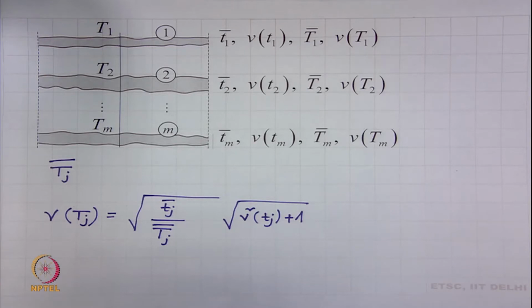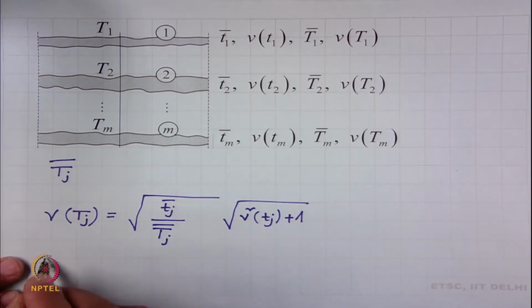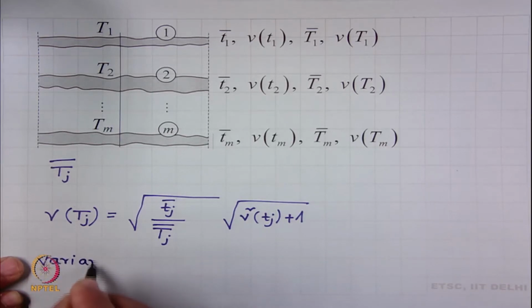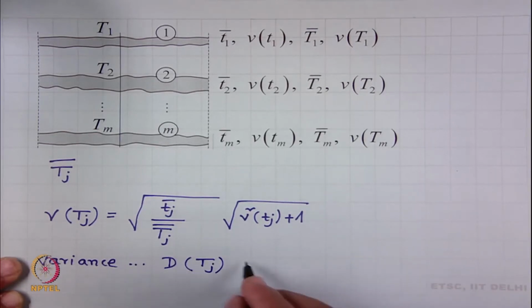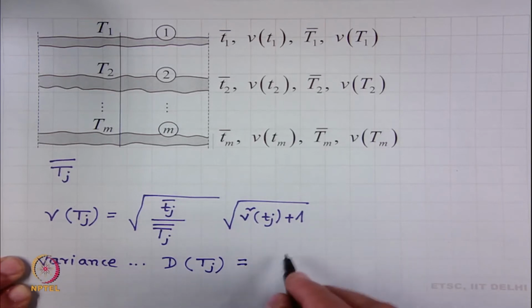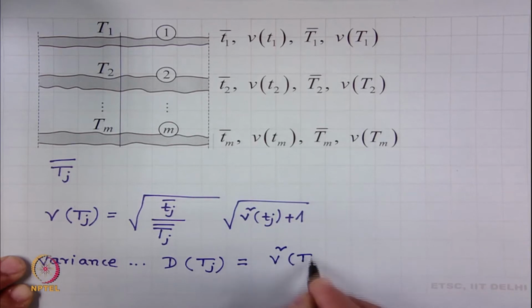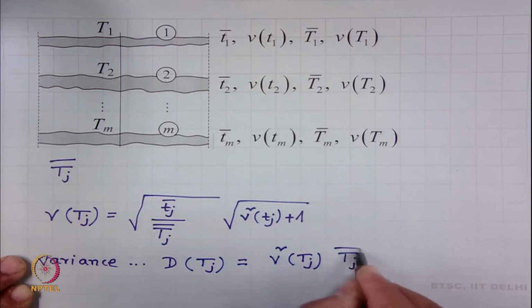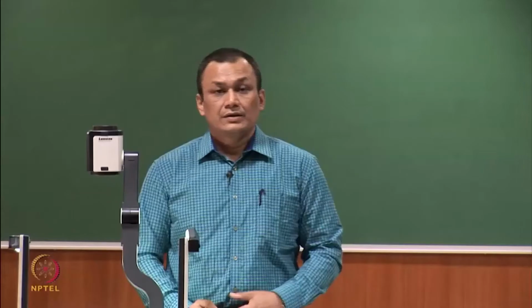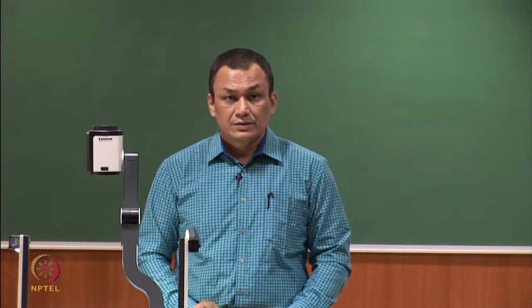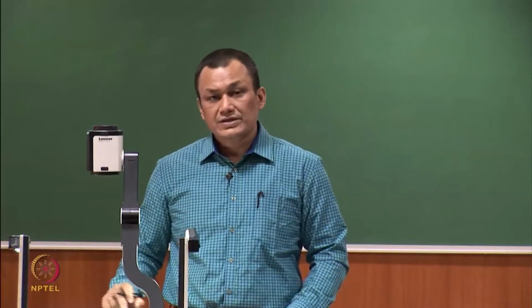So, these are the mean and CV, and also the variance will be equal to this, because CV square is equal to variance by mean square. So, variance is equal to CV square into mean square. Okay.